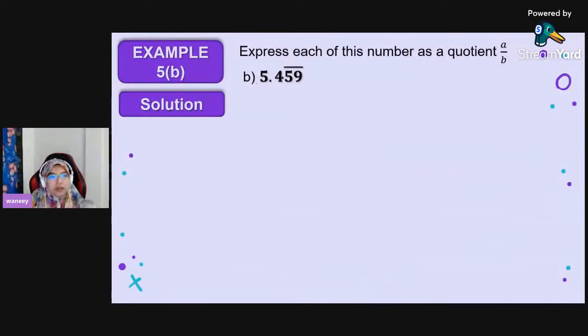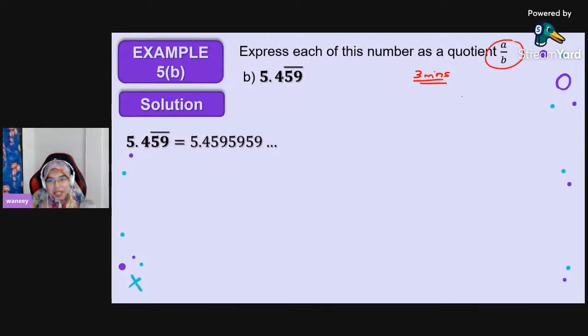Okay, so for example, over here we have 5.459 with a bar. So what does it mean? A bar on top of 59, that means the 59 will keep on repeating. So we are going to get something like 5.4, 59, 59, 59, and so on. Okay, so I'll give you around 3 minutes. Try to see whether you can get the quotient or not.